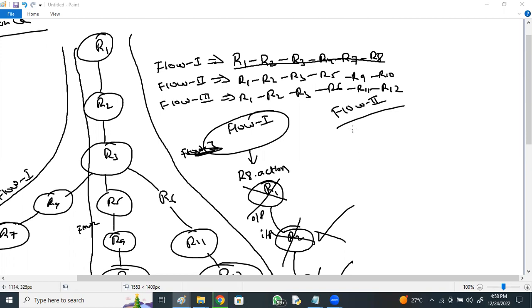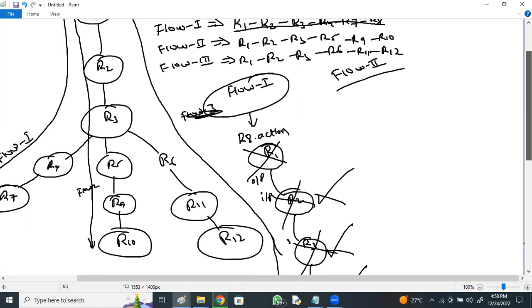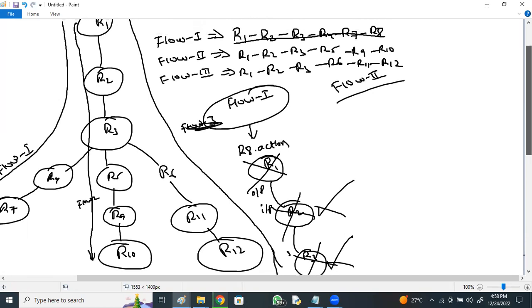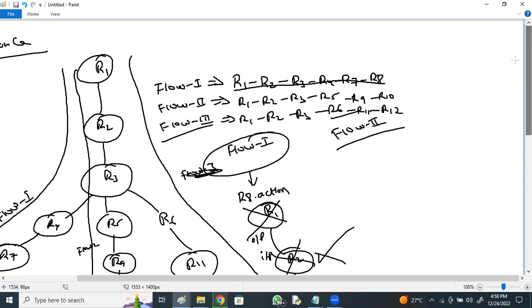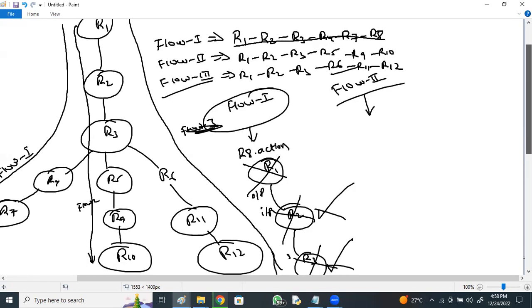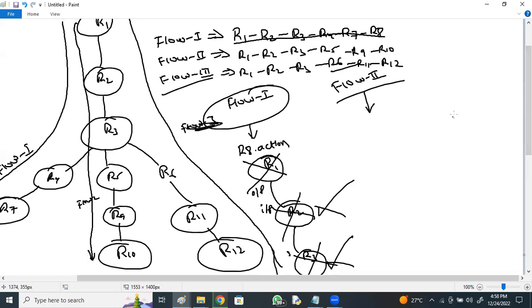Now check the second flow. The question is about what about R6? Still we didn't see that, that is flow 3. R6 comes in flow 3, right? I didn't execute flow 3, right? Now I am executing flow 2 only. Observe here, R6 comes in flow 3. Still I didn't execute flow 3. Now I'm executing flow 2.